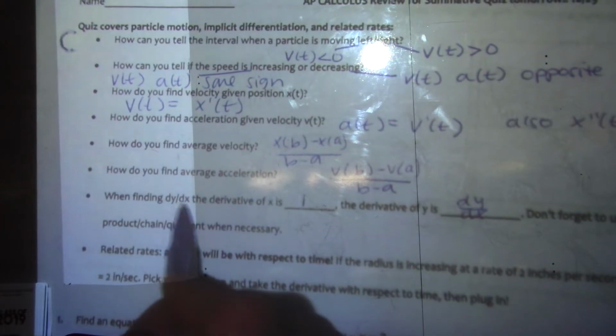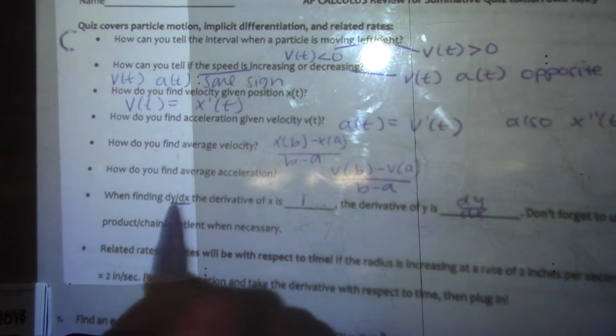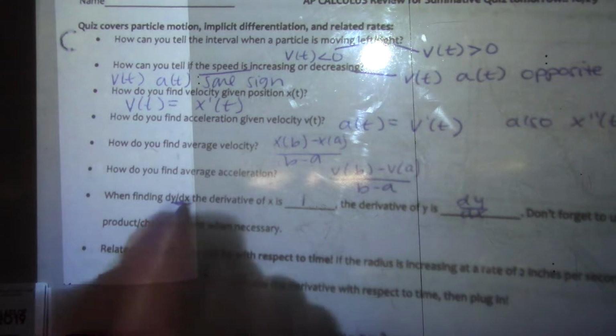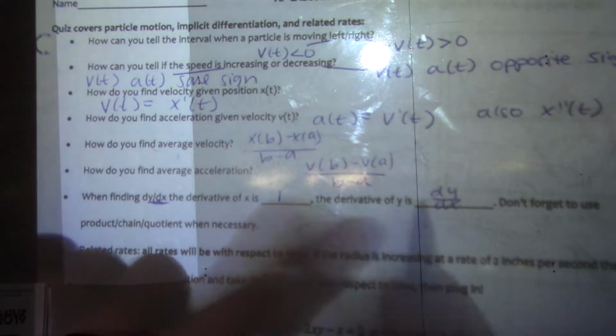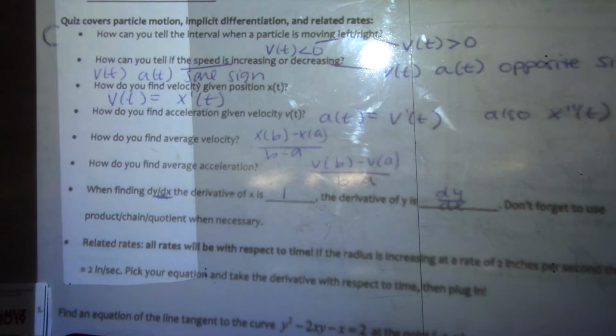When we're using dy/dx, so taking the derivative with respect to x, the derivative of x would just be 1, and the derivative of y would be dy/dx. And don't forget to use your chain, product, or quotient rule when necessary.